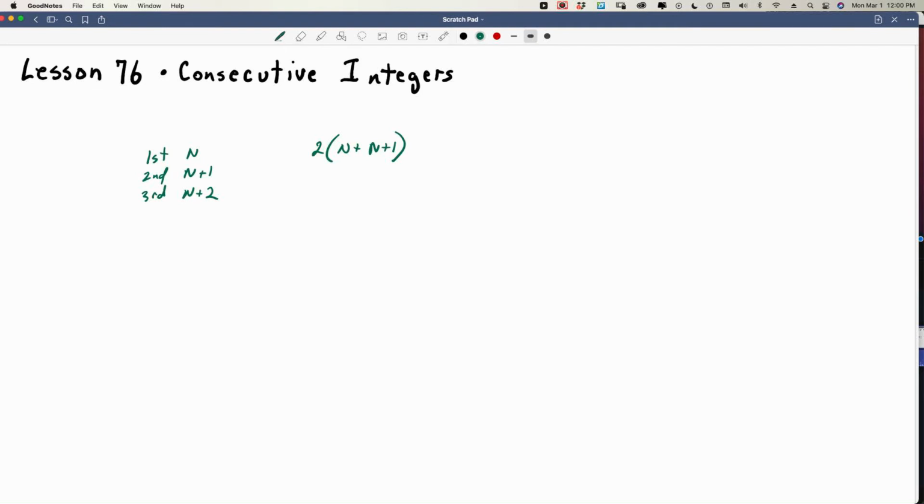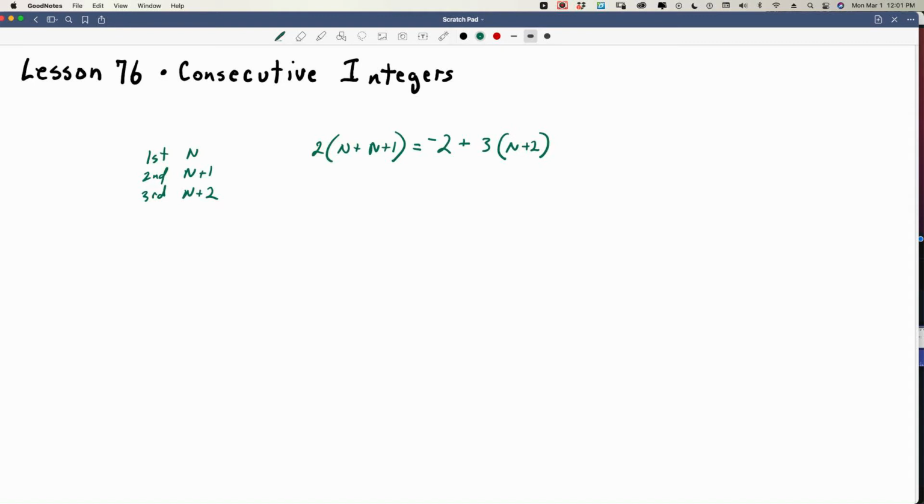Okay, twice the sum of the first 2 is 2 less, so that's going to be n minus 2, then 3 times the third. So 2 less than 2 plus 3 times the third. The third is n plus 2, so 3 times the third is that.